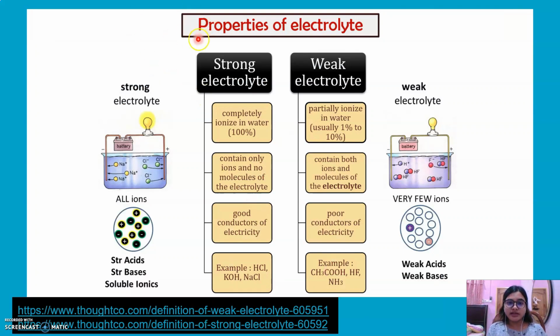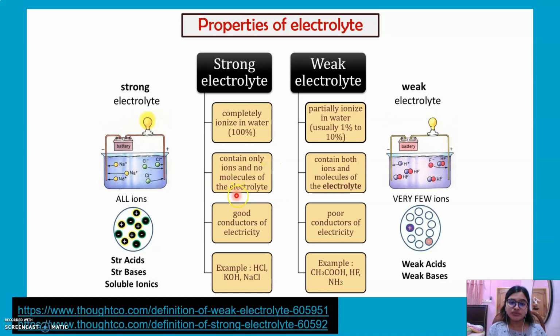Moving on to the next slide, which is about the properties of electrolyte. So electrolyte can be divided into two: a strong electrolyte and a weak electrolyte. For a strong electrolyte, the properties are completely ionized in water, meaning that there is 100% dissociation in water. And due to 100% dissociation, it contains only ions.